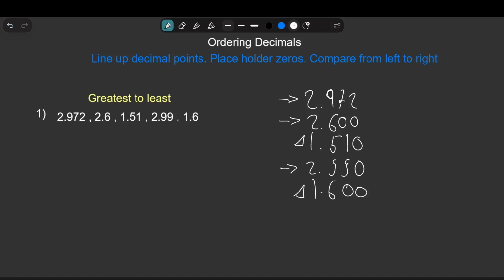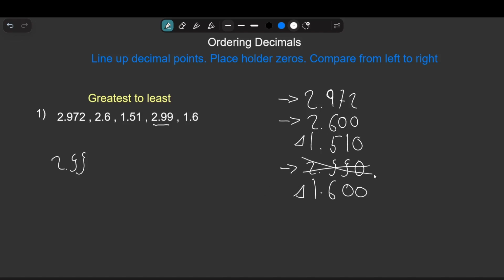And then this one is a 7, but this one is a 9. So now we know this one is larger than this one. So this one currently is the largest of them all. And that's this one right here, 2.99.